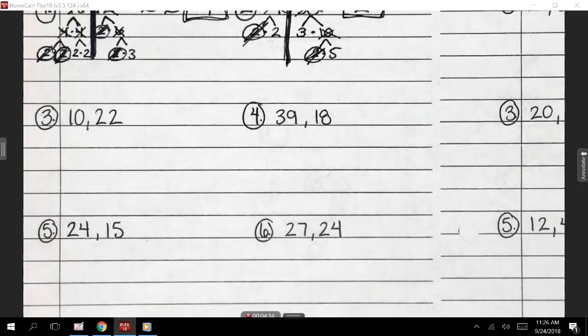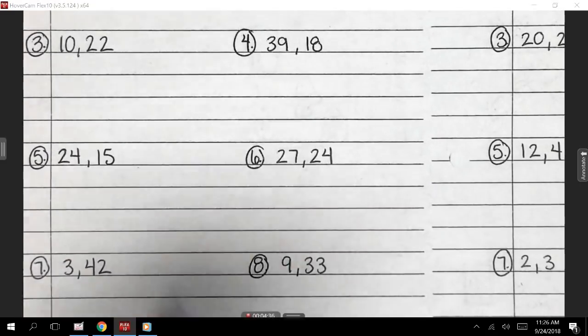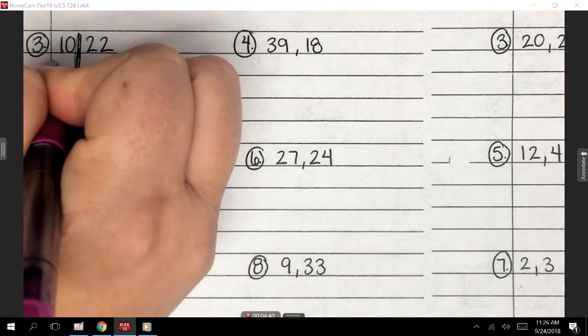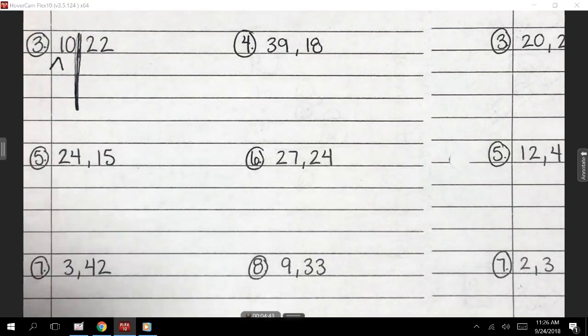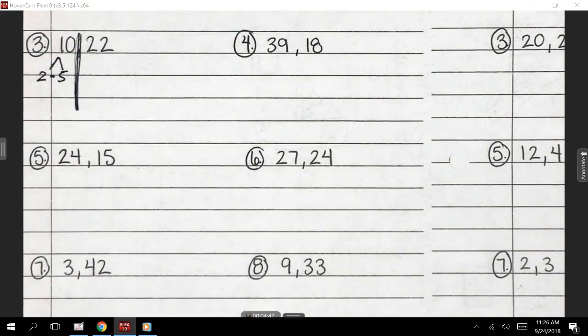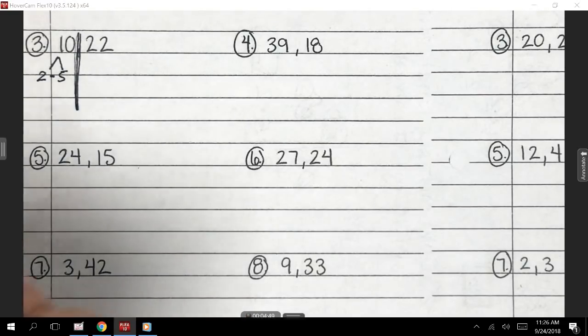All right, number 3. I'm going to draw my line splitting it again. And I'm going to split 10. So 10, when I split 10, it'll split into 2 times 5. All right, 2 is prime, 2 won't split anymore, and 5 won't split anymore.